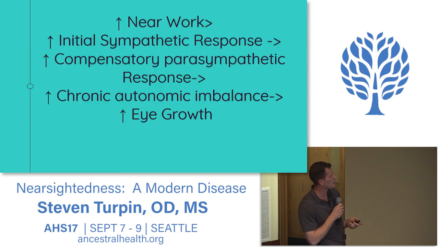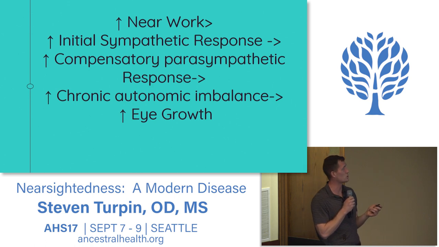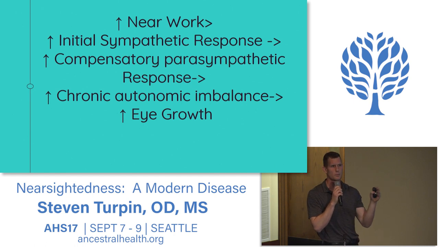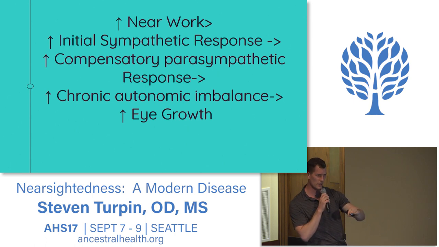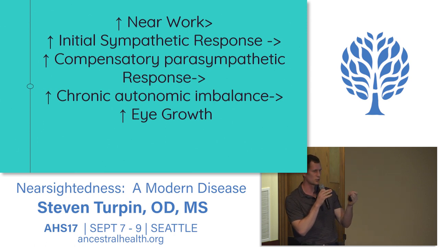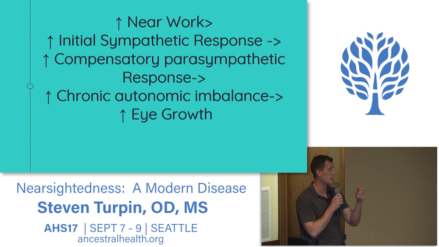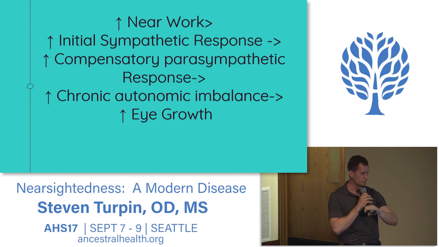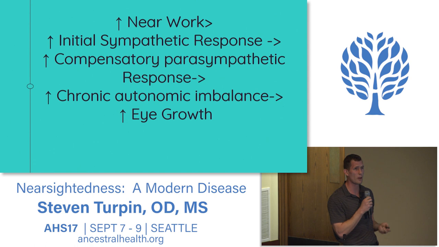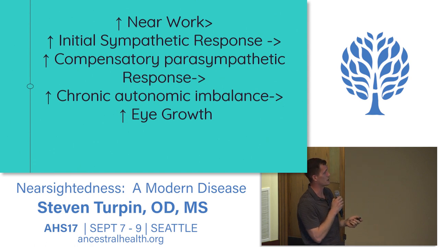So the proposed mechanism on why near work would cause myopia is that when you have a stimulus up close, you get an initial sympathetic response that is then followed very abruptly by a parasympathetic response. And what we talk about a lot in here is this imbalance of the sympathetic system, that it's the cortisol and everything like that that causes issues. But the same thing can happen with the parasympathetic system. They're in a balance for a reason. So if you have the parasympathetic system having this chronic innervation of the ocular tissues, that's where you're going to have a problem. You're going to get out of homeostasis with that chronic parasympathetic response.